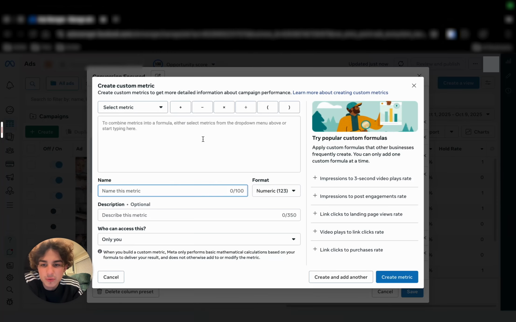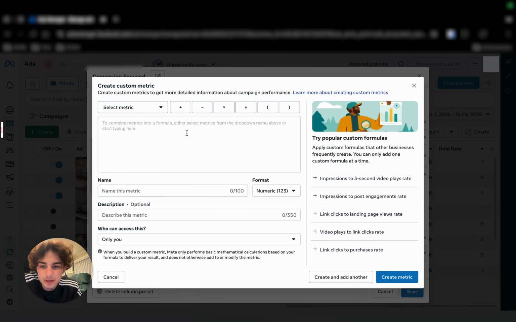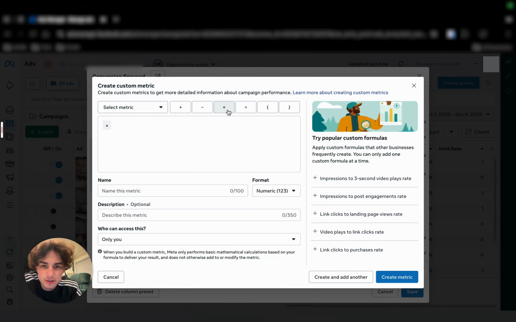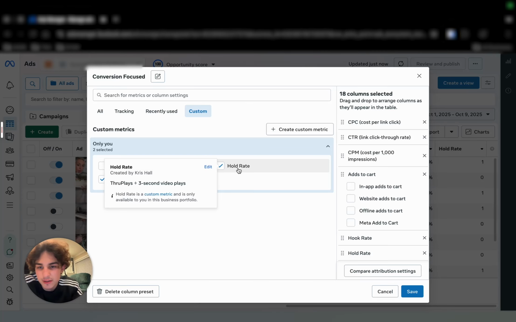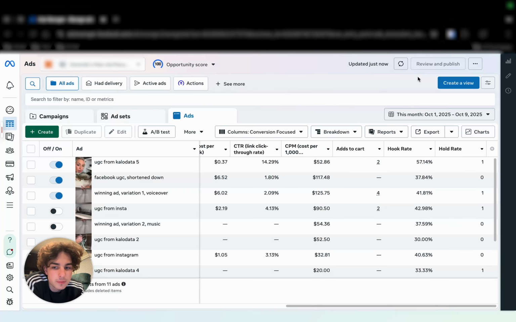It's pretty simple. If you want to create a metric, you just type what it is, and then you just click the little whatever it is here. Then you do the other thing. It's pretty simple. So for hook rate, that's it. Hook rate is 3-second video plays divided by impressions. So I hope that helped a little bit.